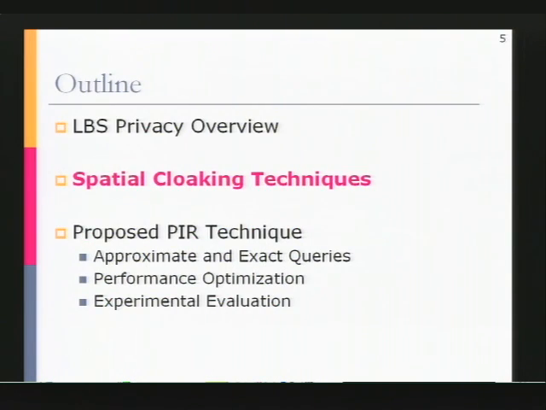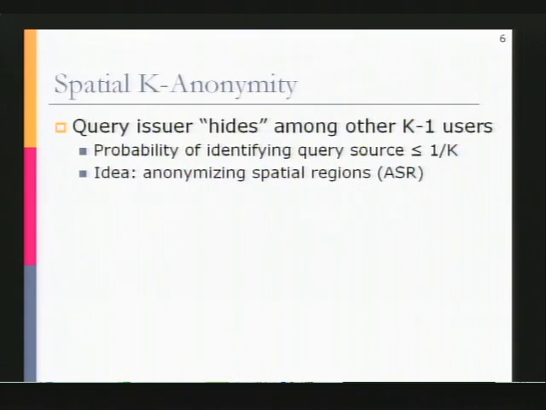There are a number of techniques that have been proposed so far. Most of them rely on the Spatial K-Anonymity concept. K-anonymity is a concept borrowed from relational databases. And the idea is that the query issuer is hidden among other K-1 users. And therefore, the probability of identifying some individual user is bounded above by 1 over K. How can we do this for spatial K-anonymity? The idea is to build a cloaking region, or an ASR as we call it, an anonymizing spatial region, which will enclose the location of at least K users.